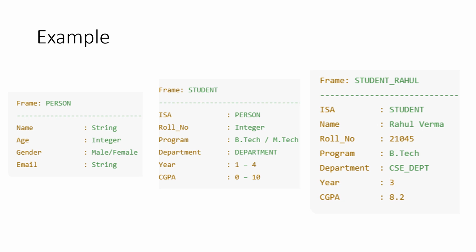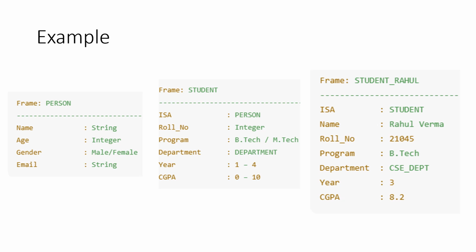Here we can see an example frame representation of a person. Name, age, gender, email are the attributes we have considered. Then we have a student frame. There we have roll number, program, department, year, CGPA. These are the attributes in the student frame. But the student frame inherits the person frame. So the student also has the attributes name, age, gender, email because it inherits person. And then you can see another frame, student underscore Rahul.